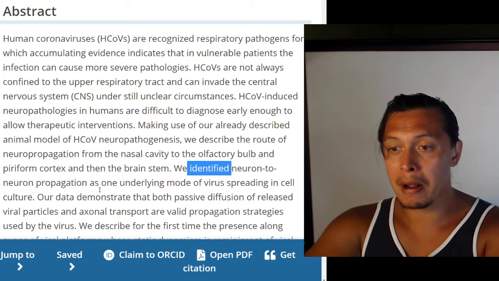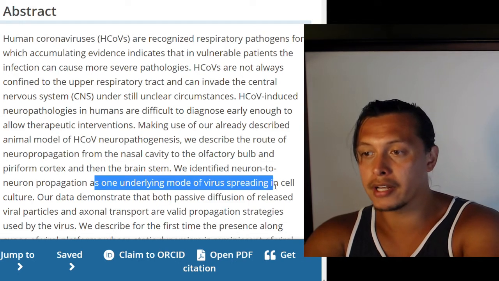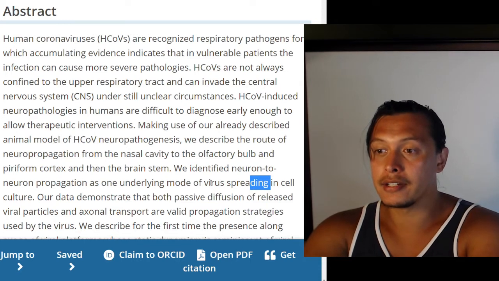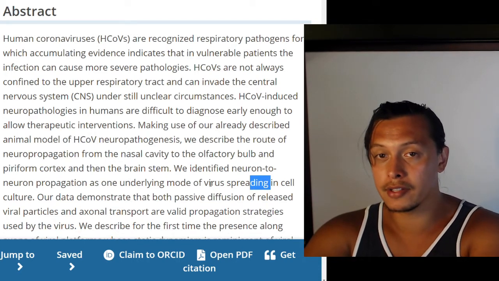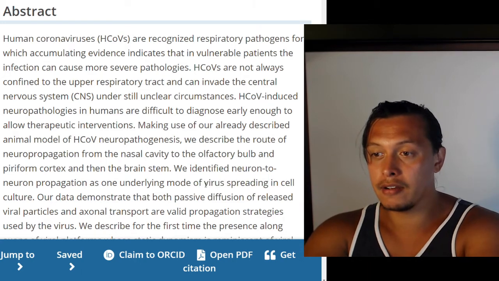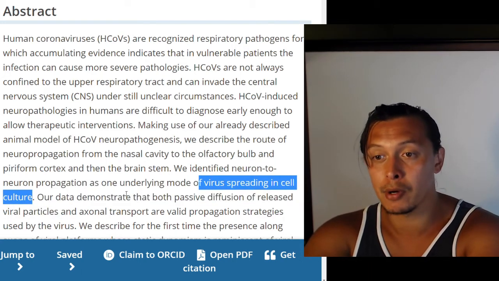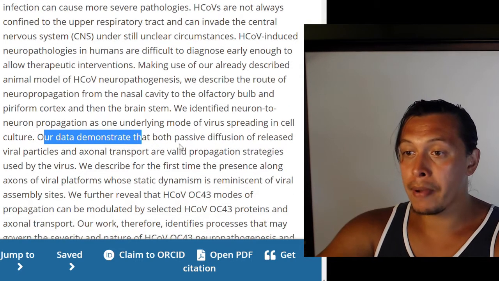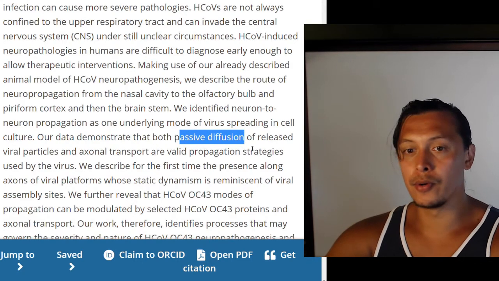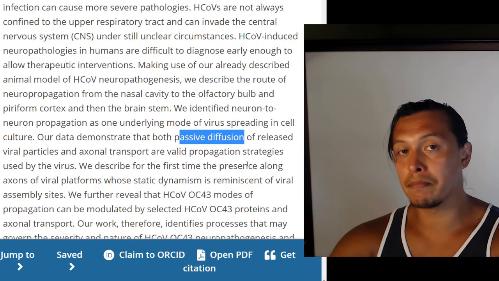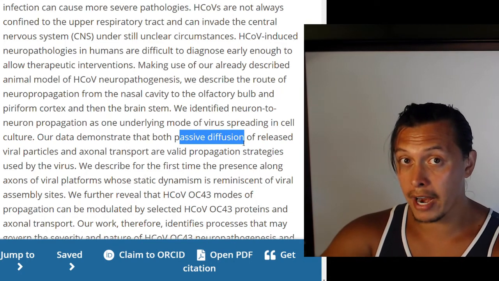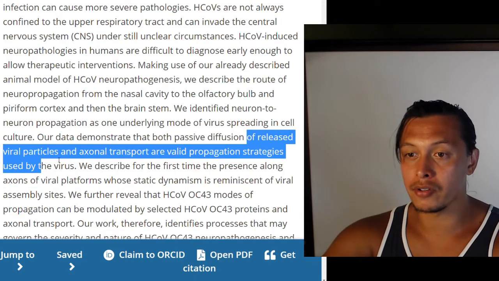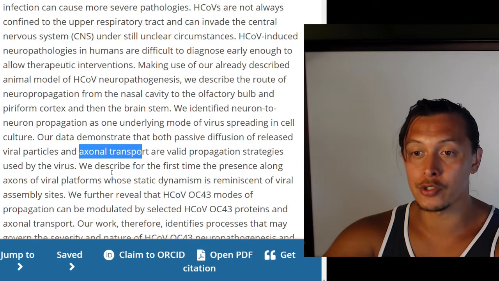So we identified neuron-to-neuron propagation as one underlying mode of virus spreading in cell culture. So the cell cultures, they had a model, and this model is supposed to emulate the brain, and then we can see the virus spreading in the cell culture that is supposed to emulate what this brain model is doing. Our data demonstrate that both passive diffusion, so just molecules randomly bumping around, could spread the virus from neuron to neuron. Both passive diffusion of released viral particles and axonal transport are valid propagation strategies used by the virus.